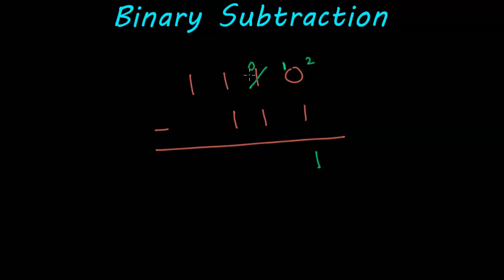Now moving to the next digit, we have 0, 1. So again 0 minus 1 is, you have to borrow 1 from here. 1 gets added here. This is basically 2. 2 minus 1 is 1. Again the same thing is over here. 0 minus 1 is, we need to borrow 1. So we borrow a 1 from here. 1 gets borrowed here. 1, 0 is basically 2. So 2 minus 1 is 1. And then the 0 is written as it is.